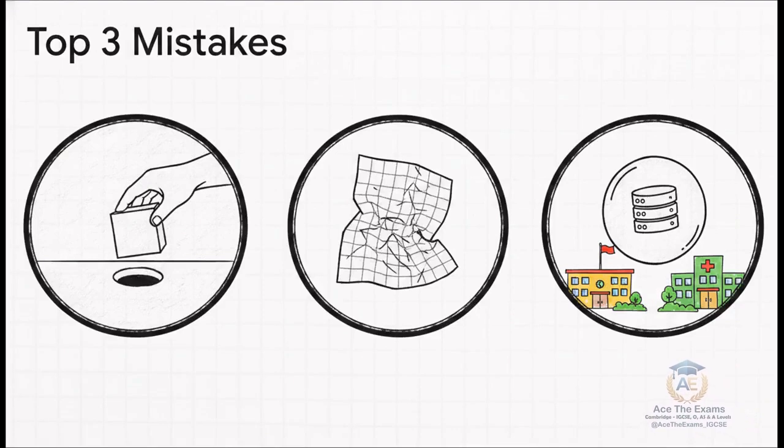Number 1, using the wrong approach for the context. Number 2, forgetting format and presentation checks. And number 3, answers lacking specific context. Let's do our second interactive workshop challenge, Find the Flaw. I'm going to read a flawed sample paragraph, and I want you to spot which of these 3 mistakes is destroying the student's grade. Ready?